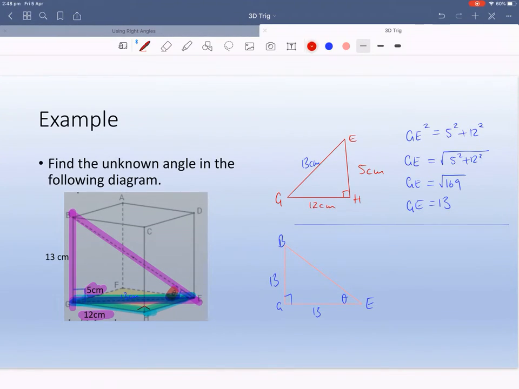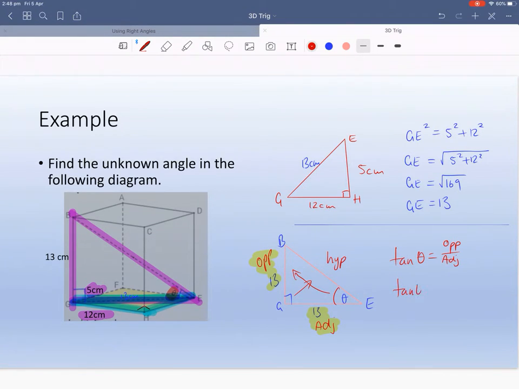If I label the sides, the angles here, opposite the right angle is always the hypotenuse. Opposite the angle is the opposite side, and then the other one must be adjacent, which is next to the angle. So which two sides have information on them? Well, it's 13, which is the adjacent, and also 13, which is the opposite. So that means I'm going to use my tan ratio. So tan theta equals opposite over adjacent.